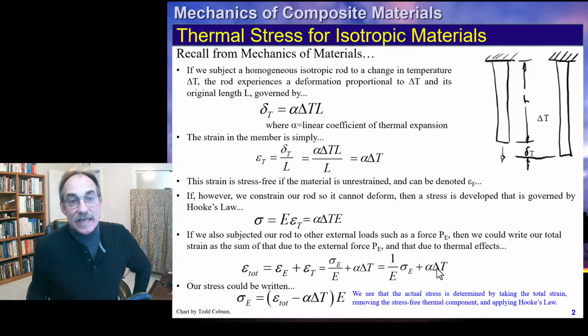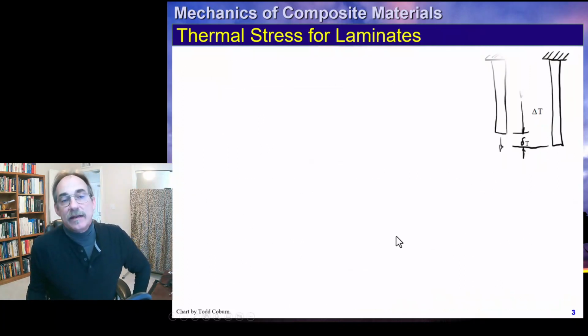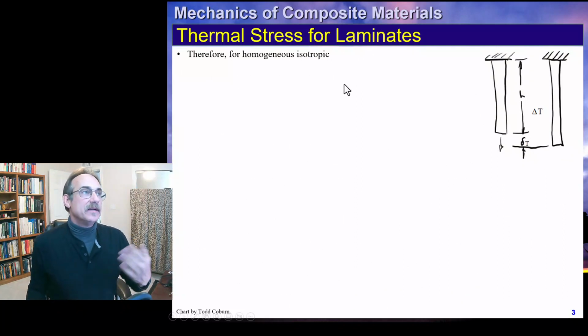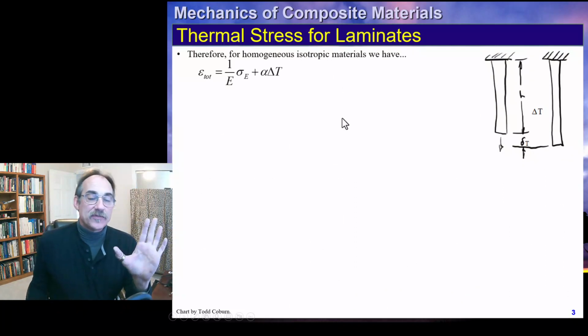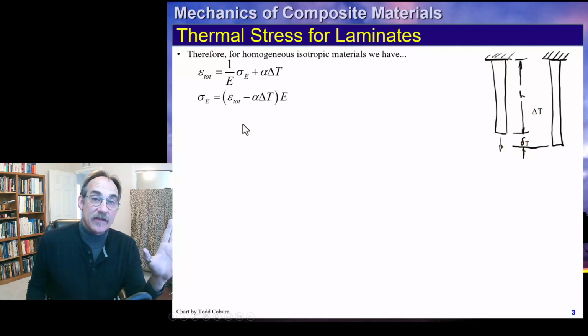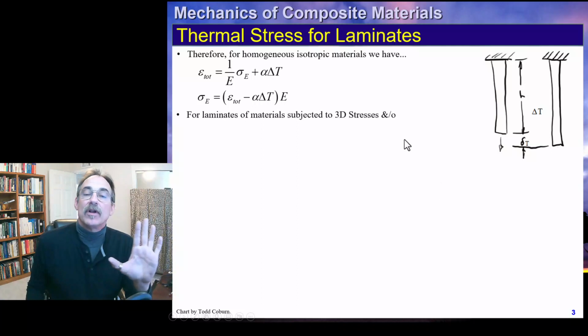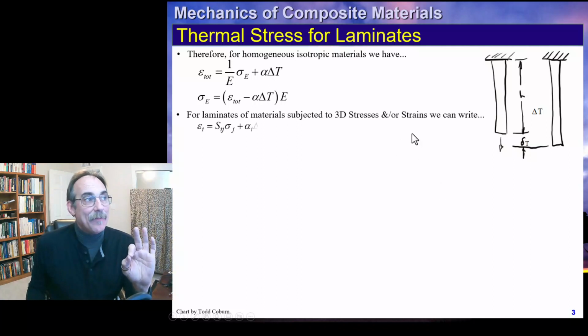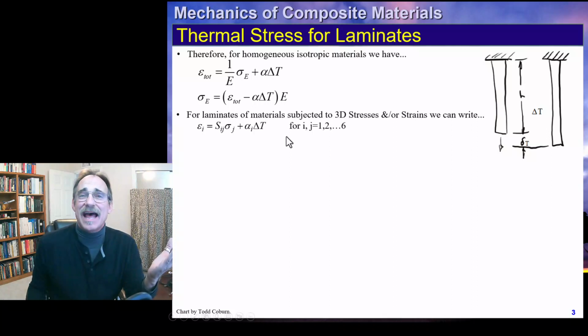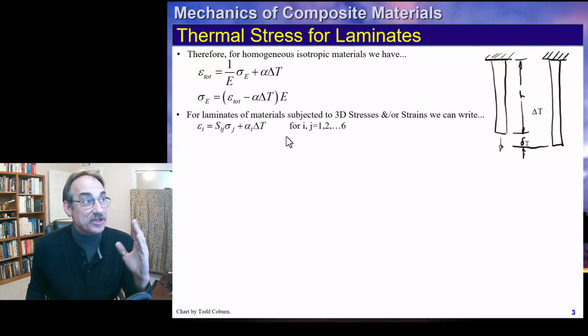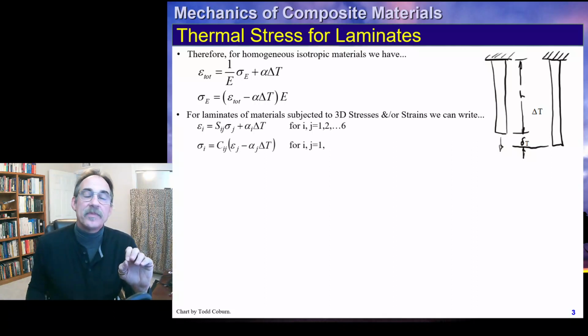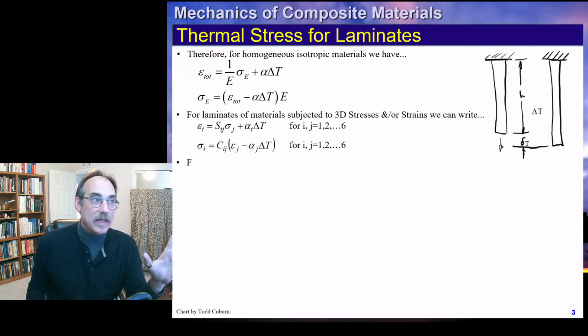So let's go ahead and take this a step further and look at how it behaves for a composite. Now remember, that was for isotropic materials, given these two equations for stress and strain. And for laminates, if we have a lamina subjected to a temperature change, we can expect similar behavior, but now we have a lot more coefficients. Instead of just an E, we have a whole matrix of values that we need to account for. And this is how we might do that.